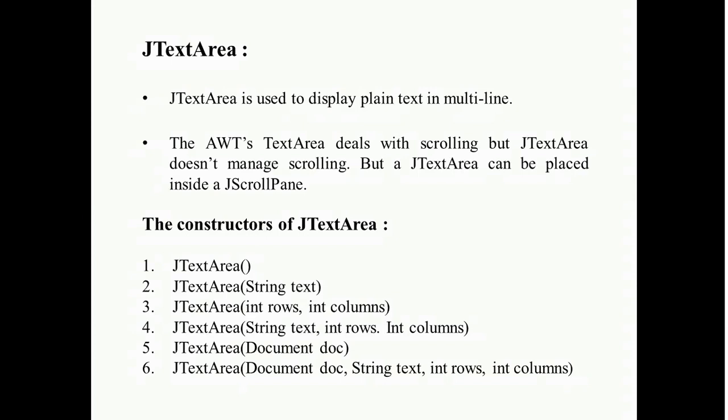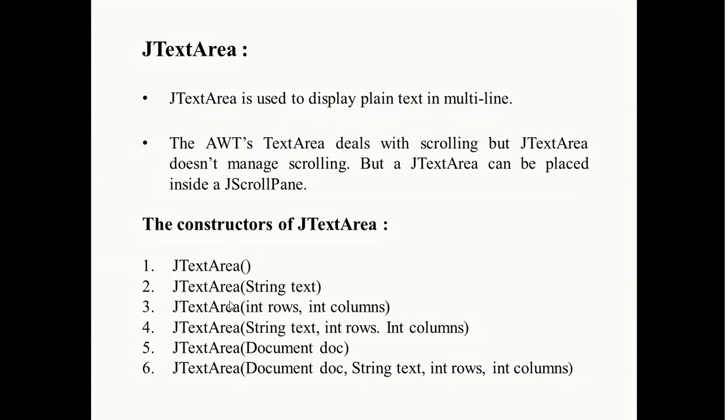Now see some constructors of the JTextArea. There are 6 constructors of the JTextArea. First constructor is JTextArea having no parameter. This constructor is used to create a new empty JTextArea. Means this constructor creates a text area, but it is an empty text area.